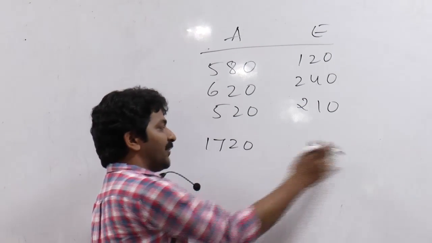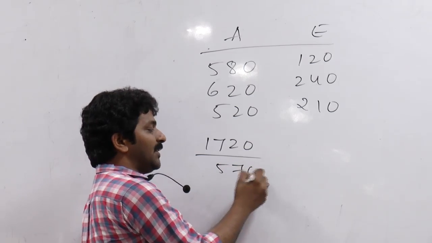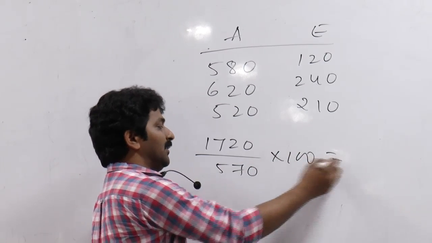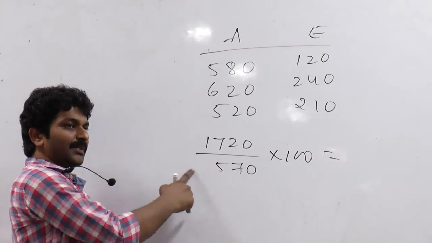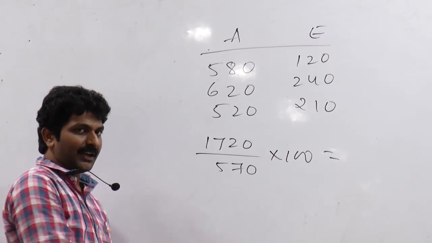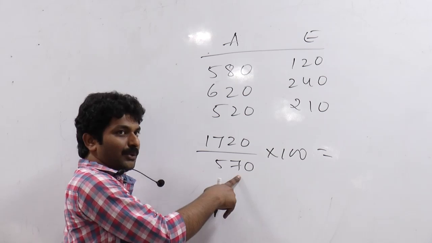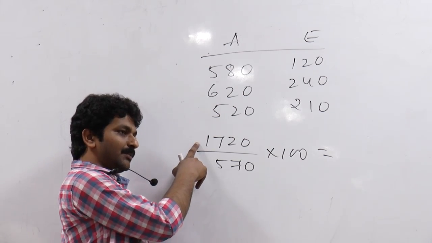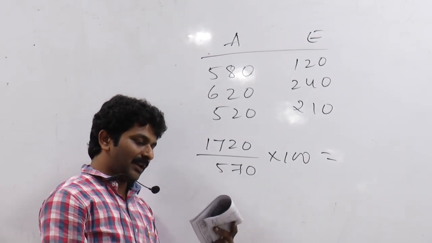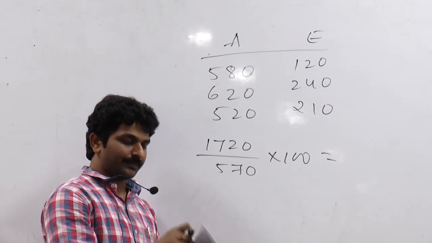So your answer is 1720 by 570 into 100. It is near about how many times? 3 times. More than 3 times or less than 3 times? 3 times of 500, 1500. 3 times 210, total 1710. And it is more than that. Answer should be more than 300%, and there is only one option.